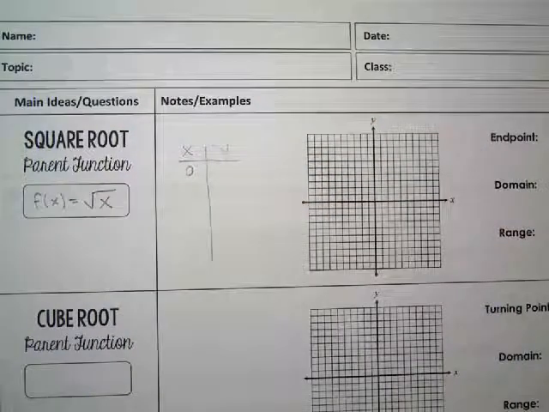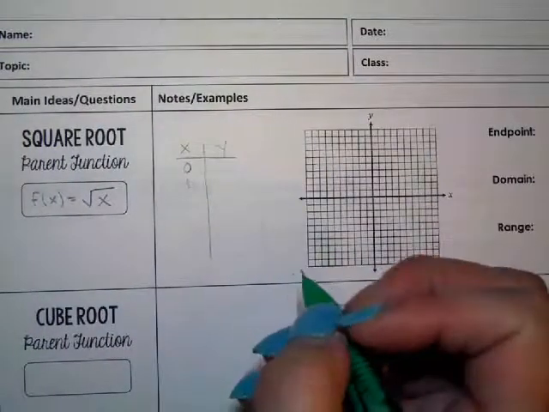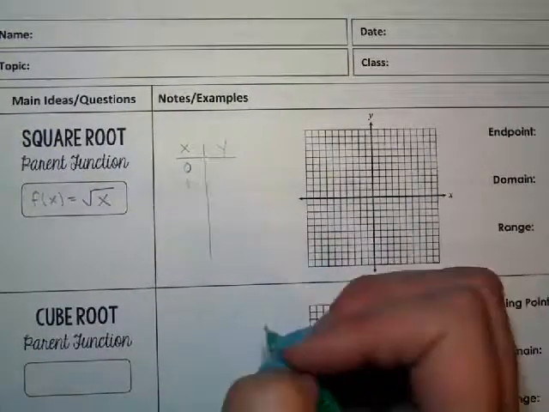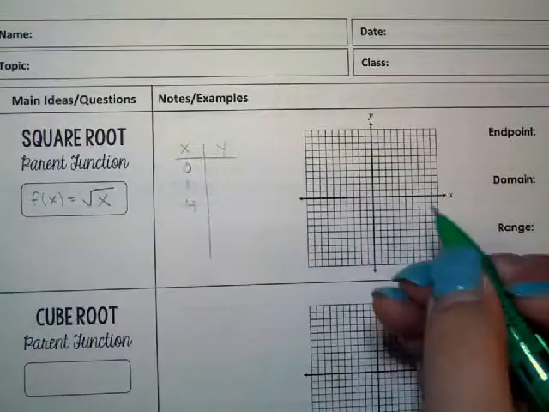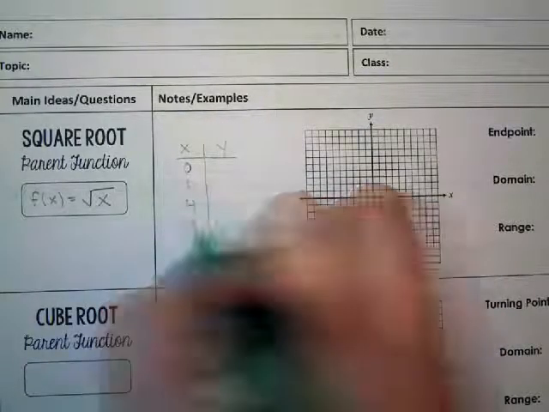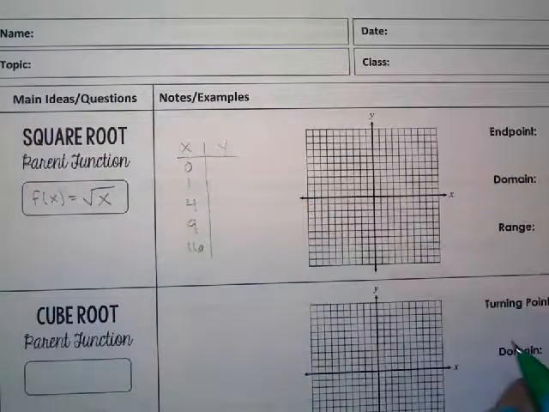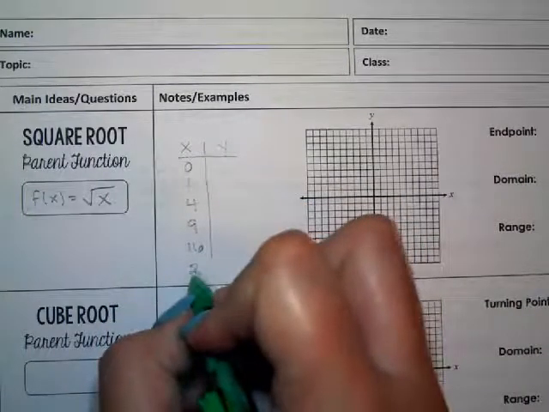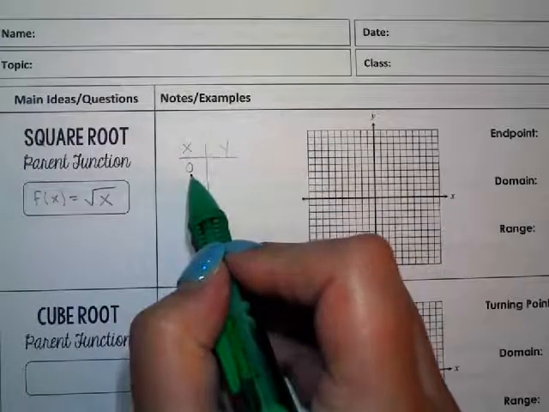What's the next smallest number that is a perfect square? 1. 2 is not a perfect square. What's the next smallest perfect square? 4. And then what's the smallest after that? 8 is not a perfect square. 9. What's the next smallest perfect square? 16. What's the next smallest perfect square? 25. Okay. So what happens when you square root 0?